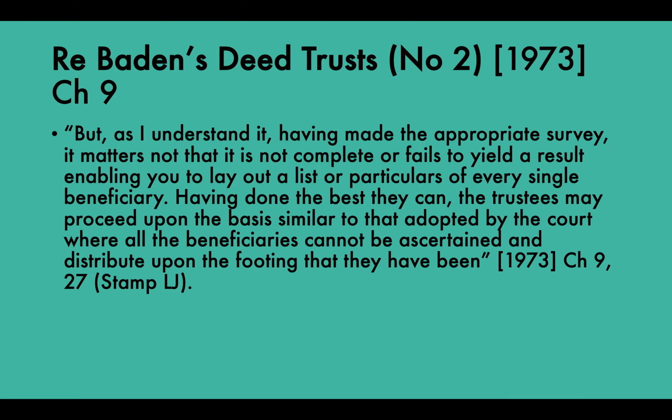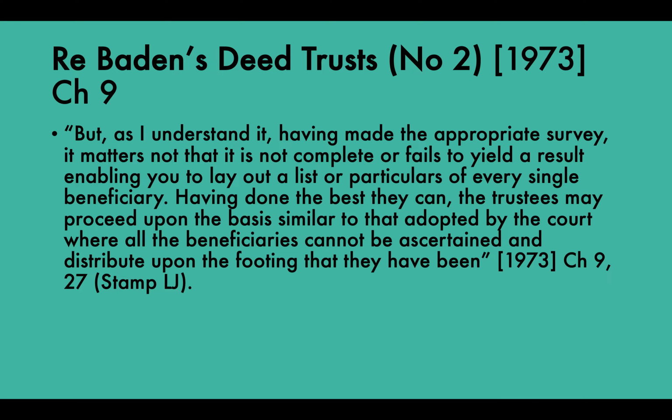But as I understand it, having made the appropriate survey, it matters not that it is not complete or fails to yield a result enabling you to lay out a list or particulars of every single beneficiary. Having done the best they can, the trustees may proceed upon the basis similar to that adopted by the court, where all beneficiaries cannot be ascertained, and distribute upon the footing that they have been. So this is not the same, as you can see here, as a requirement to make a list.